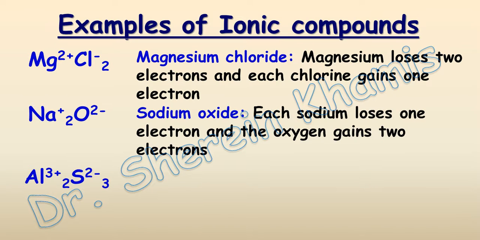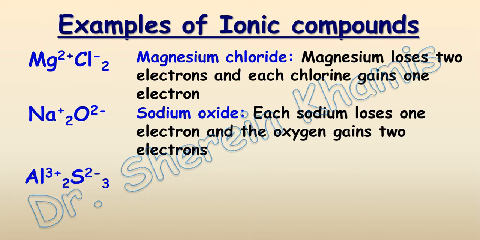Sodium oxide: each sodium loses 1 electron, and we write it Na2O, Na plus and O negative 2. So we will write its chemical formula Na2O. Each sodium loses 1 electron and the oxygen gains 2 electrons.